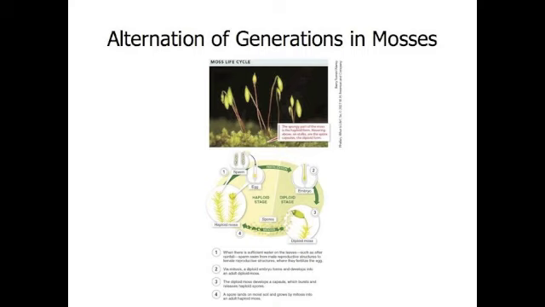Water collects here during rainstorms, allowing the sperm to swim or to be splashed from the male structures to fertilize eggs in the female structures. Once an egg is fertilized, a diploid zygote is formed within the female structure and divides to become an embryo. The embryo is sheltered within a female reproductive structure, which provides it with water and nutrients.